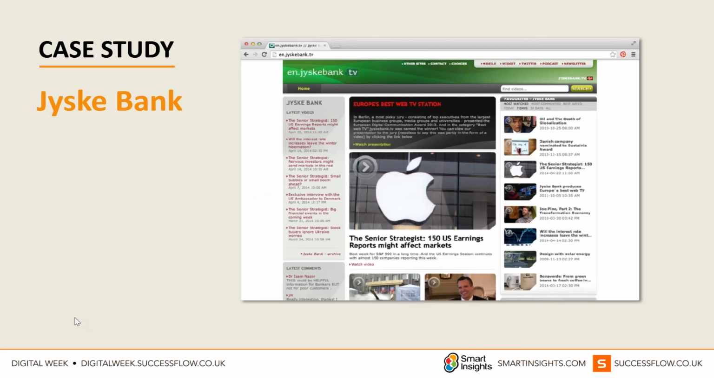Let's look at an example from Denmark. Here's Jyske Bank. Jyske Bank is one of the largest banks in Denmark. They actually were spending quite a bit of money on sponsorship. They were sponsoring soccer tournaments, spending $2 to $3 million a year on soccer tournaments, and they said, you know, what are we getting out of it? We don't know. Can we build our own audience? And they said, let's take that money and actually build Jyske Bank Television.